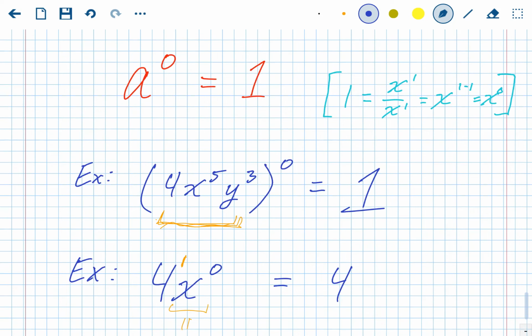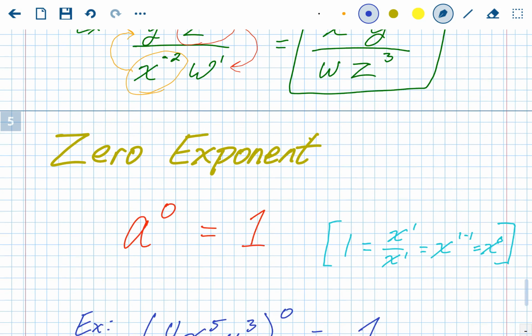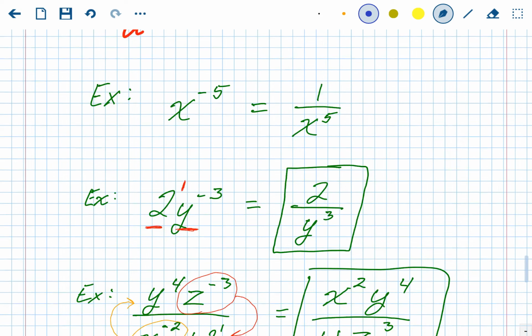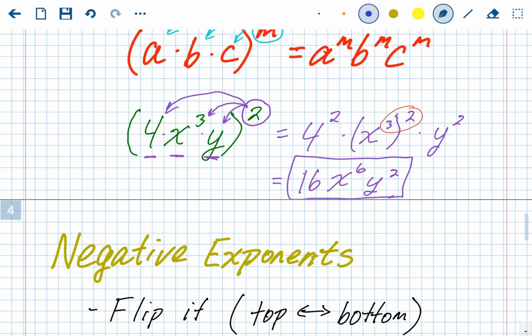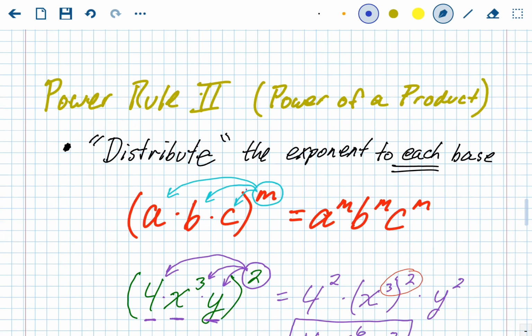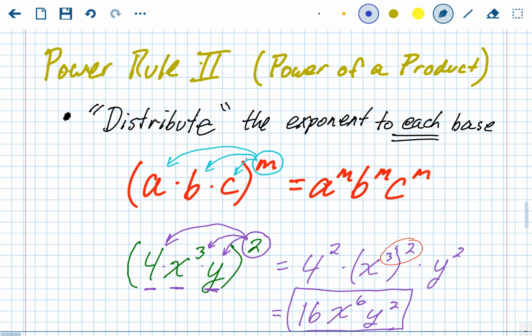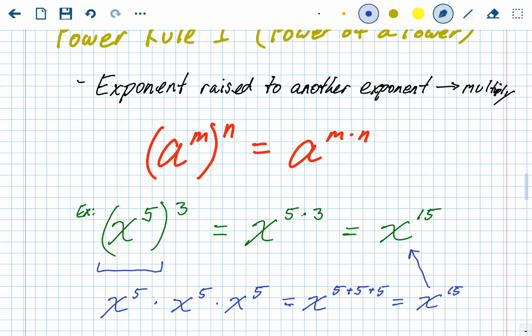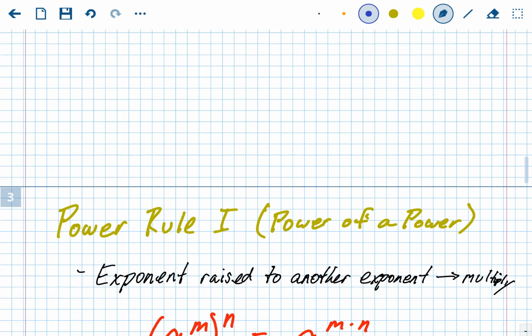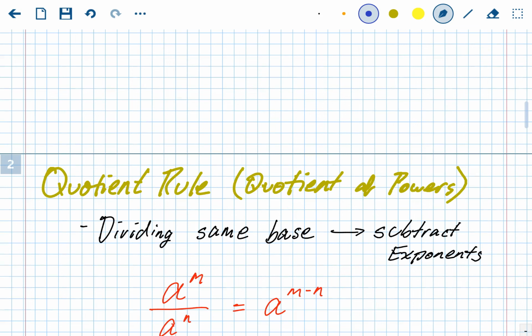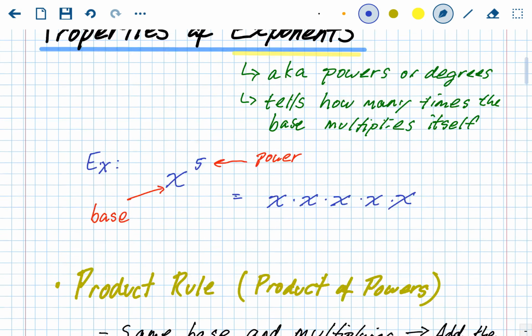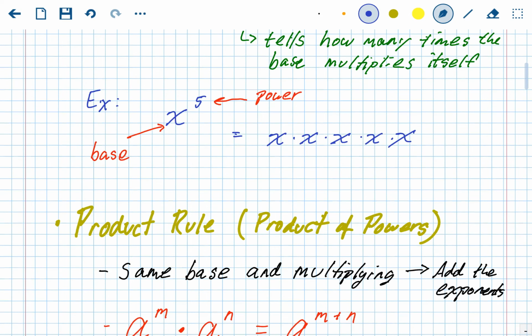All right, so those are the exponent properties. Zero exponent: anything raised to the 0 power is 1. Negative exponents: you're not allowed to have negative exponents. If you do, you move them between the top and the bottom of your fraction. Power rule 2: if you have a product raised to a power, you distribute that power to each base. Power rule 1: a power raised to another power, you multiply. The quotient rule: if you're dividing the same base, you subtract their exponents. And finally, the product rule: if you are multiplying the same base together, you add their exponents.